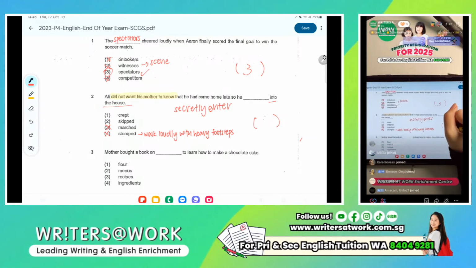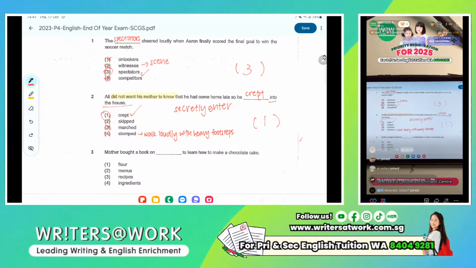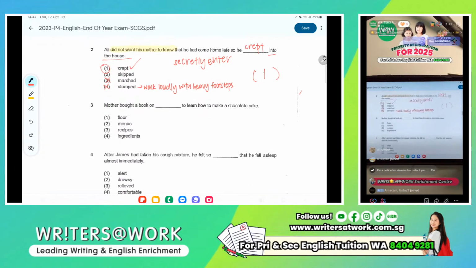Okay, the answer is 1, right? Crept. So he crept into the house. C-R-E-P-T, crept into the house.